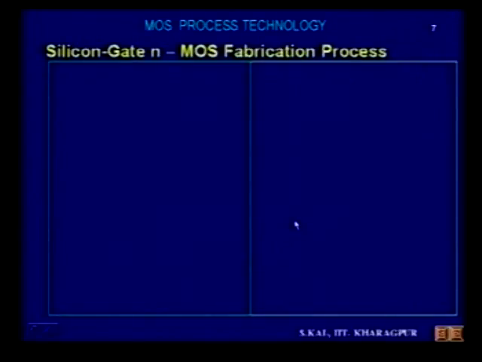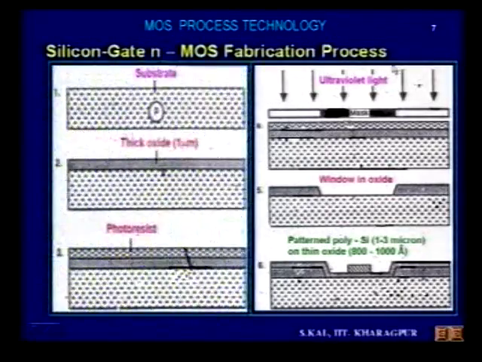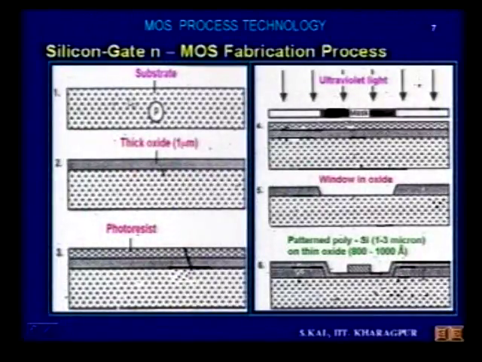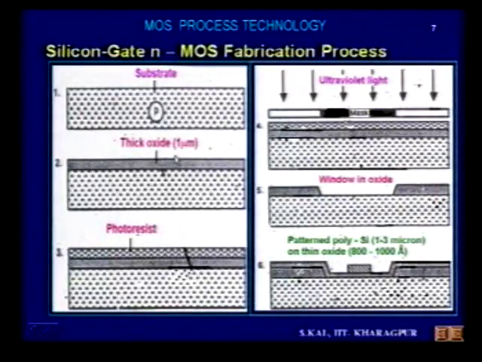Now we discuss the silicon gate NMOS fabrication process, and we confine our discussion to NMOS, not PMOS, because NMOS is more popular than PMOS because of the higher mobility of electrons compared to holes. In the diagram, first you take the substrate. A P substrate is taken, and then in the second step you grow a 1 micron thick oxide. This is the masking oxide, the initial masking oxide.